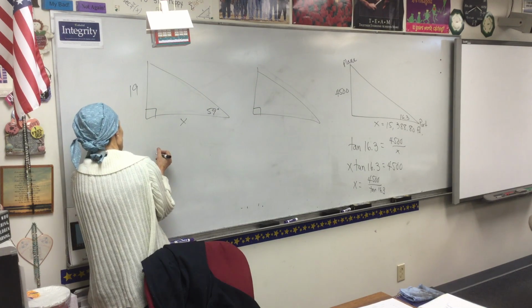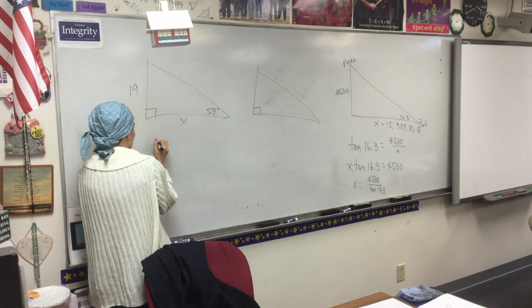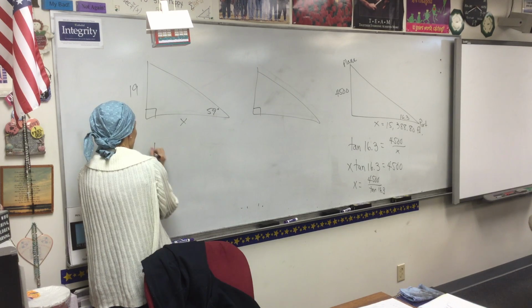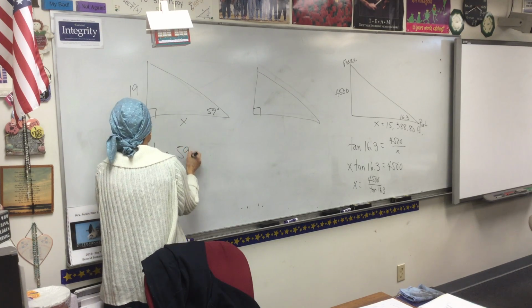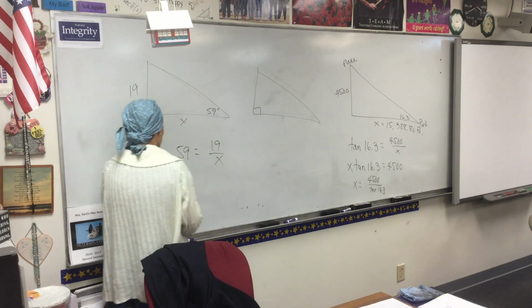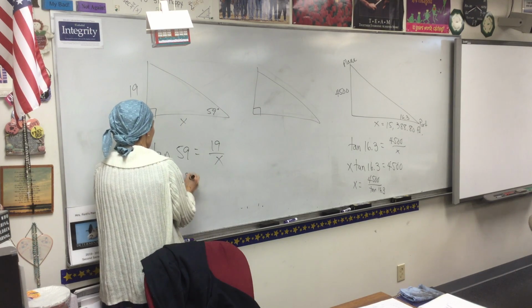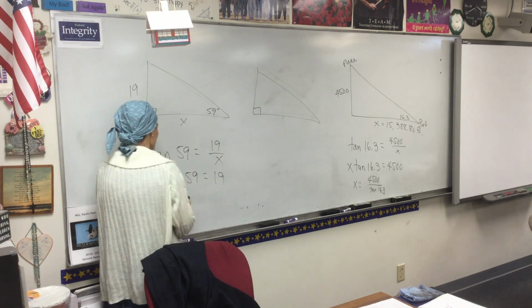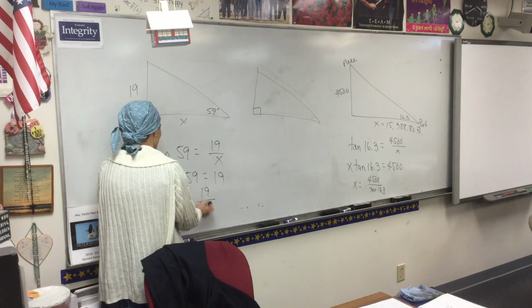Sine, cosine, or tangent? Tangent. So tan 59 equals 19 over x. x tan 59 equals 19. x equals 19 over tan 59.